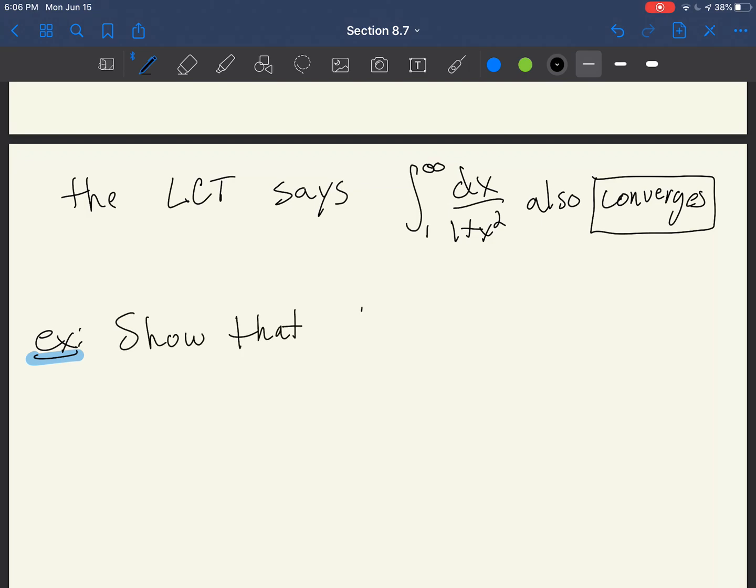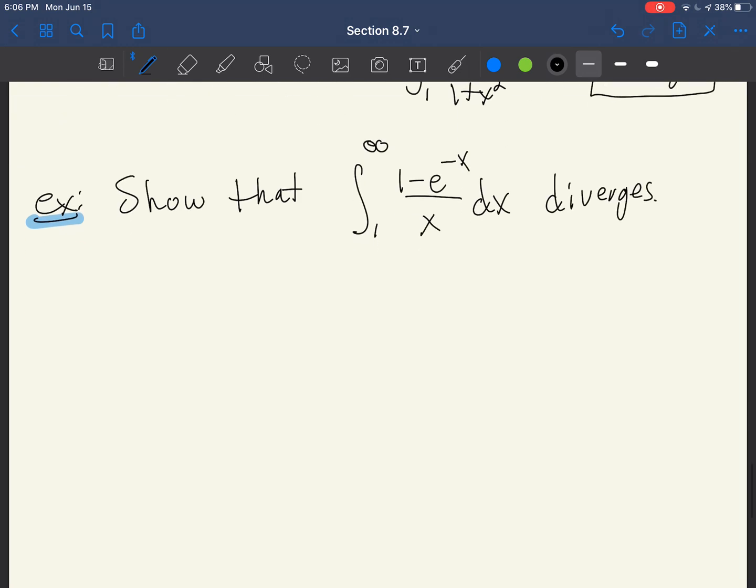Okay, last example. Show that the integral from 1 to infinity of 1 minus e to the negative x over x dx diverges. So why don't you pause it and try to do this one yourself. Okay, so now that you heard my dogs go crazy, solution.